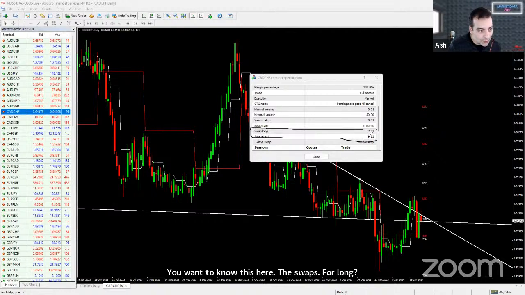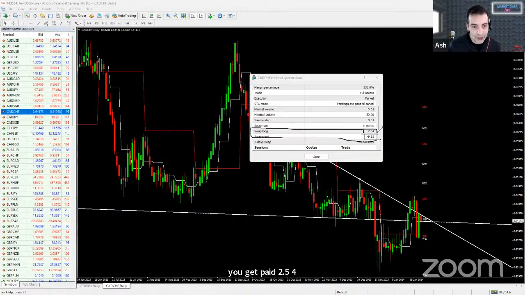Now, when the swaps for long haven't got a minus next to it, you get paid to hold. If the swaps have got a minus, on the one that says swap short, so if you were to go short on this, you get charged on a daily rate 9.83 of a standard lot. But if you get your swap long, you get paid 2.54.